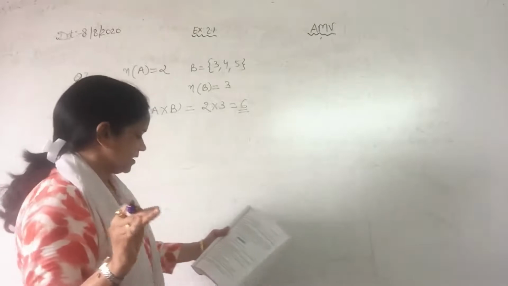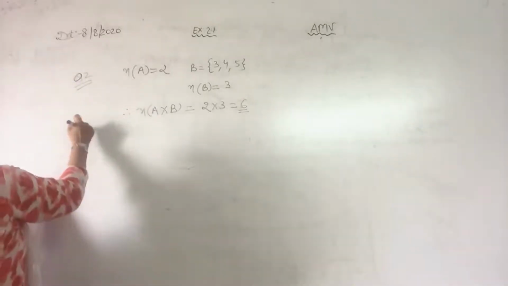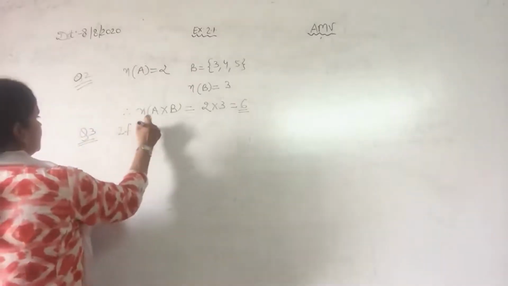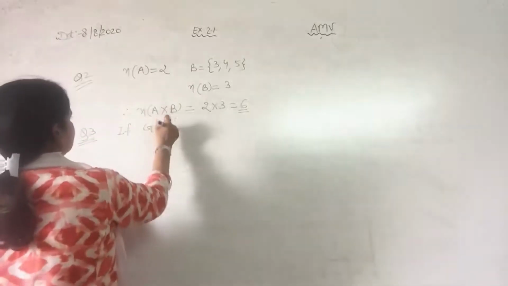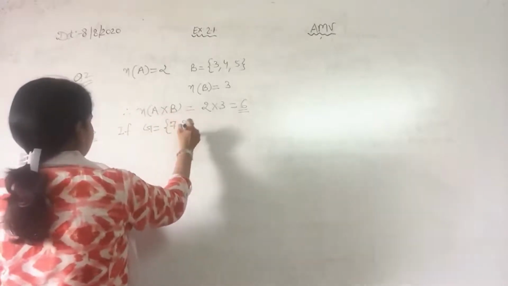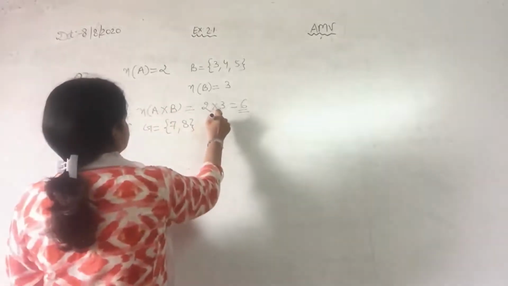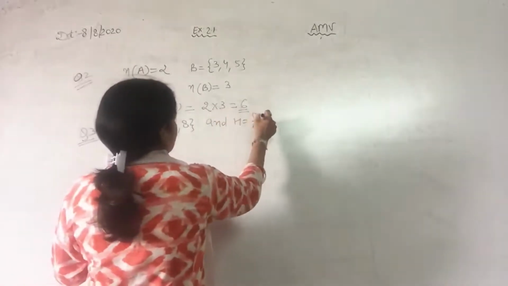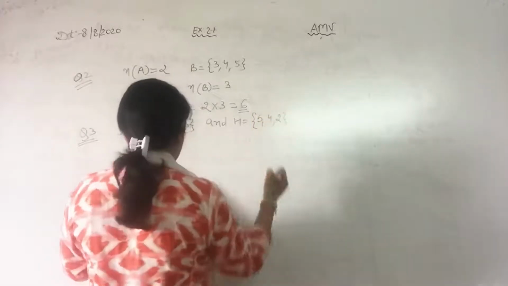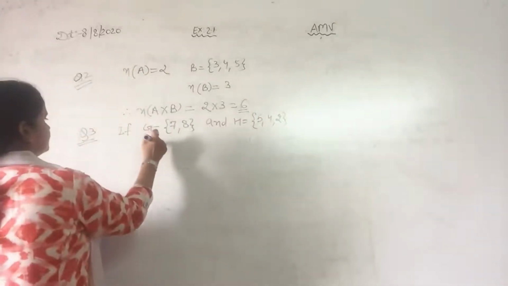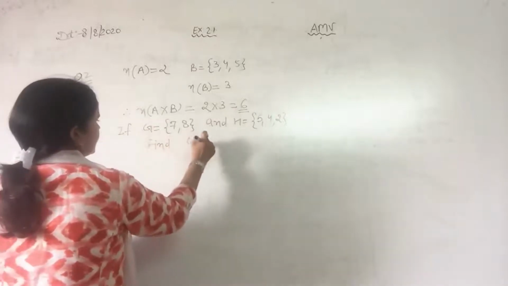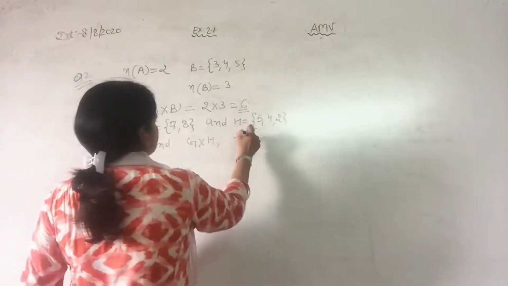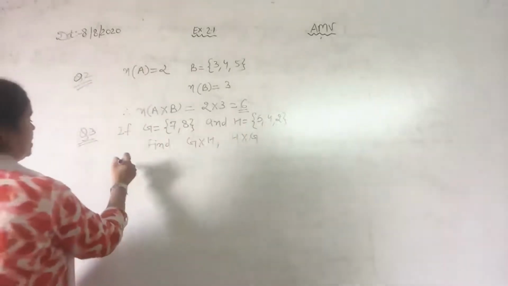Next question, question number 3. In this question, G is given as the set {7, 8} and H is given as {5, 4, 2}. The question asks for the Cartesian products G×H and H×G. Both are required.